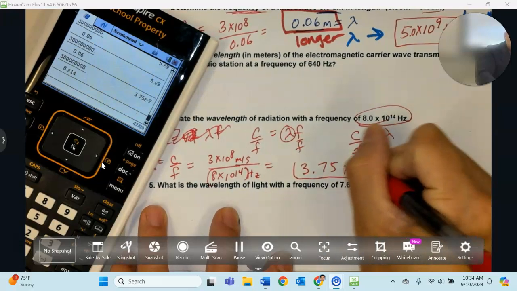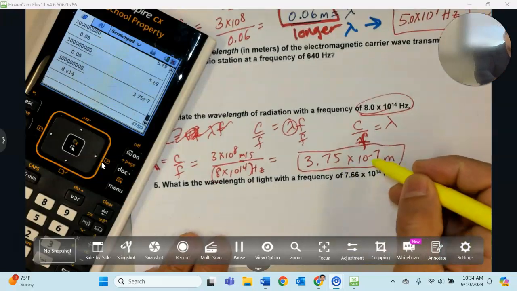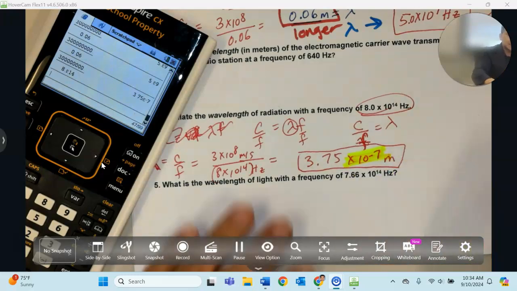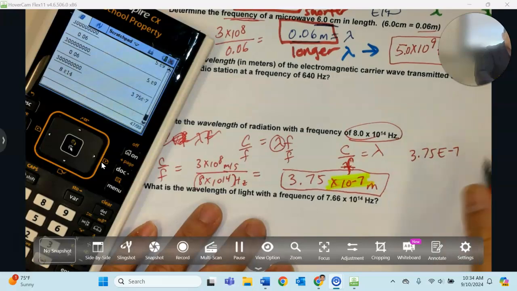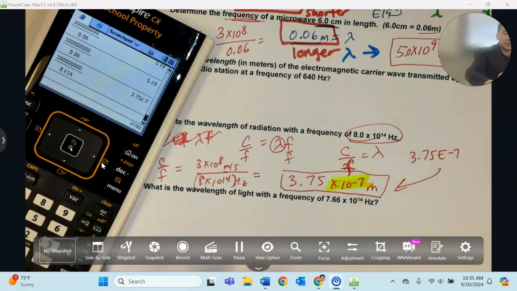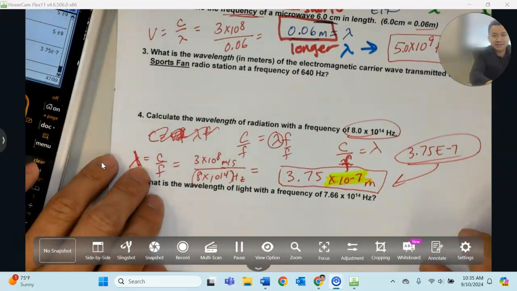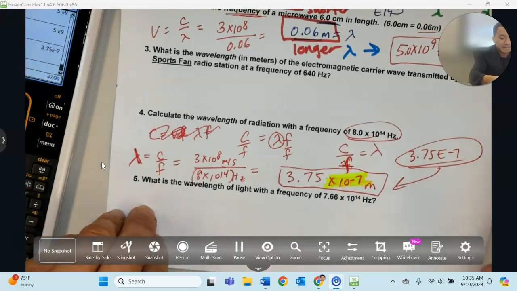So ladies and gentlemen, remember that e to the 7, you don't write that out. When you write it out, you write like this, 10 to the 7. So on your calculator, it says 3.75 e to negative 7. You convert it, you write it as a normal number like that, because people don't write this. Okay, so you should be okay to try that next question there.